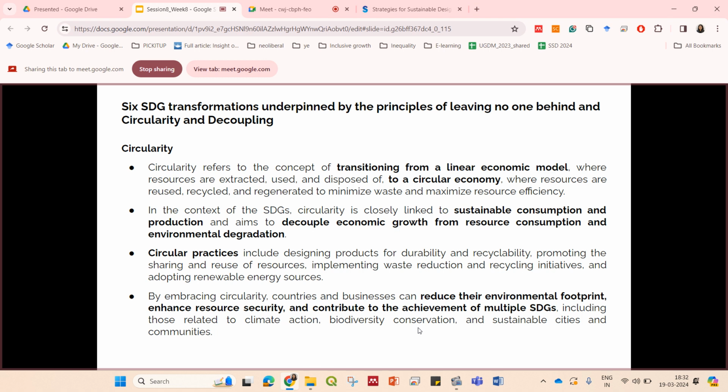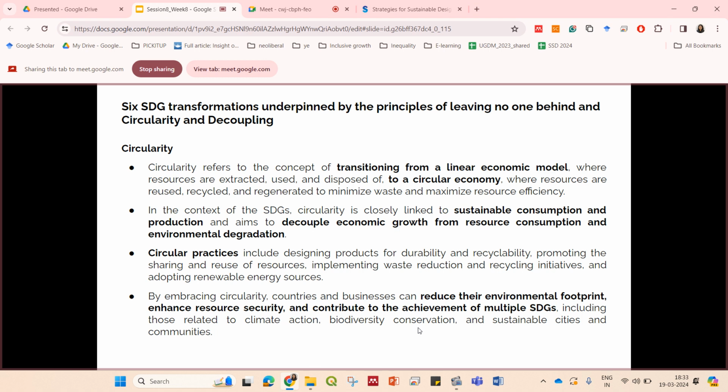Circular practices include designing products for durability and recyclability, promoting the sharing and reuse of resources, implementing waste reduction and recycling initiatives, and adopting more renewable energy resources while reducing the use of non-renewable resources, so that we use them at a rate at which they have enough time to regenerate and we are not exhausting them.